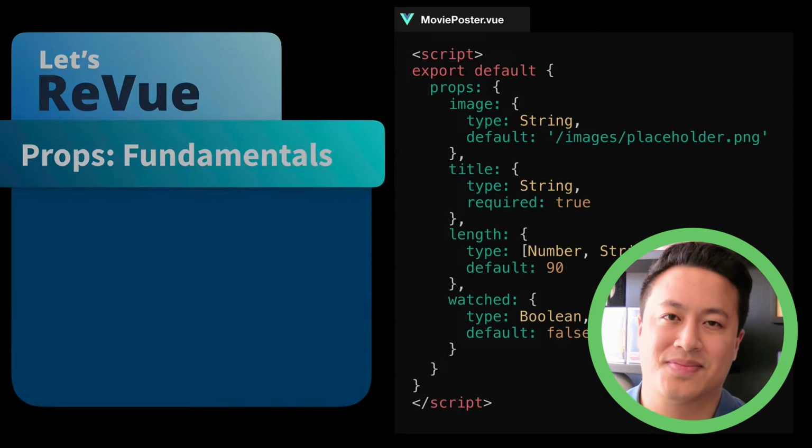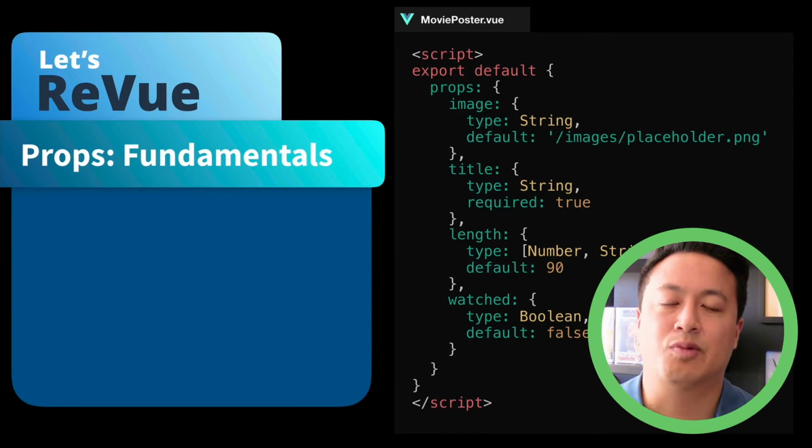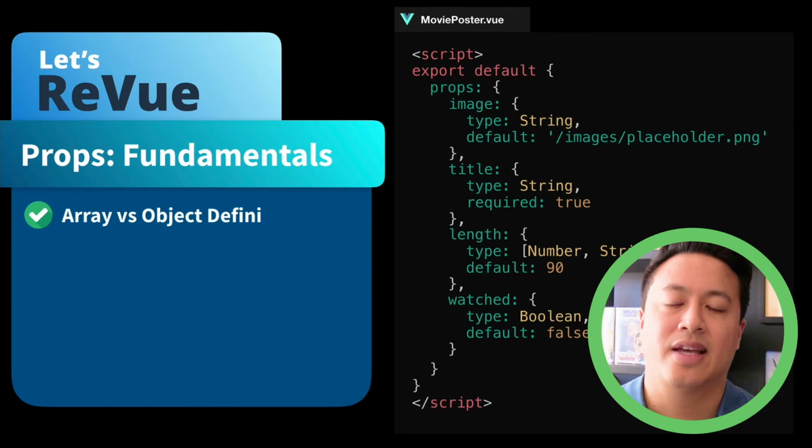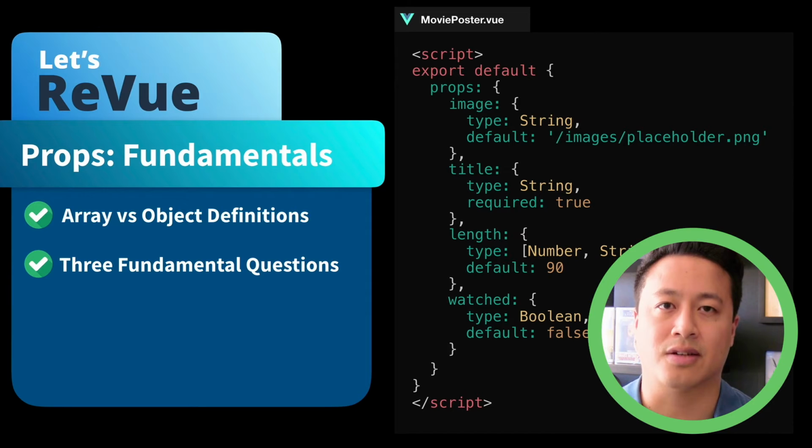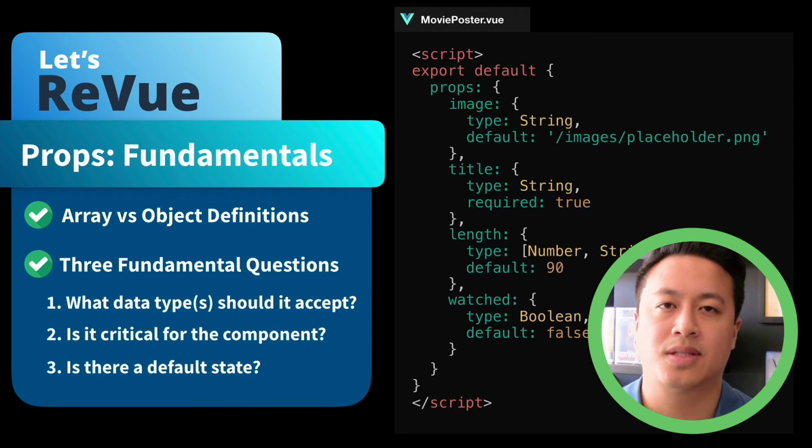Let's review. In this lesson, we've learned that when it comes to defining props, it's best to use the object syntax method for defining props. However, the array syntax is still perfectly valid, especially when you're prototyping or just need to get something up and running quickly. And when you're defining props using the object syntax method, there are 3 fundamental questions to always ask yourself. 1, what data types should this prop accept? 2, is this prop critical? And 3, is there a default state that we can set to make it easier for our developers going forward?